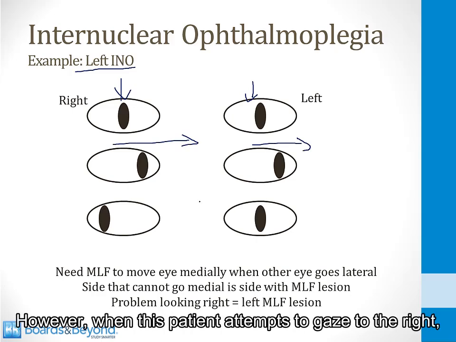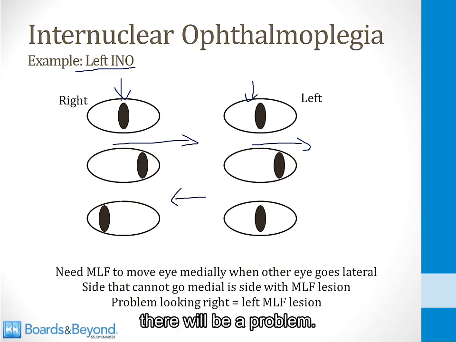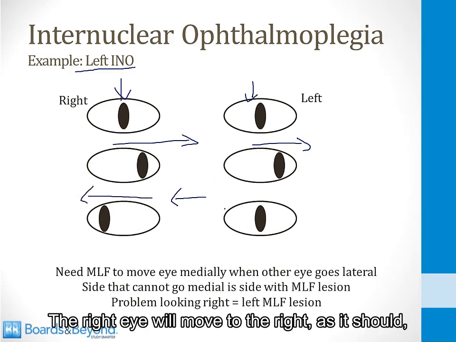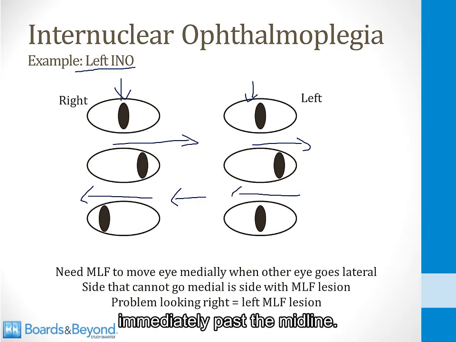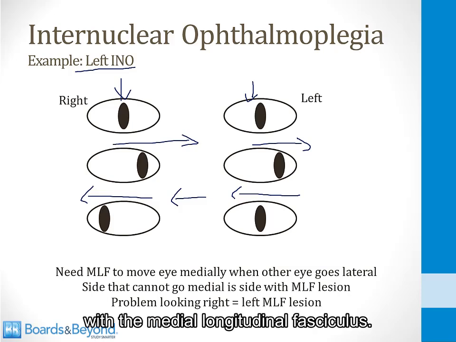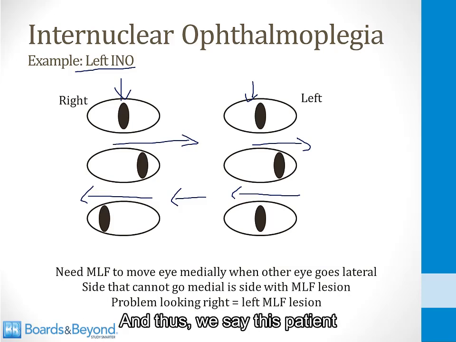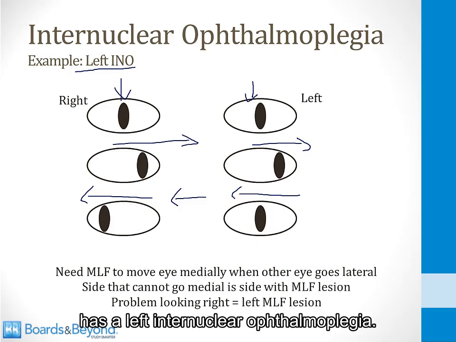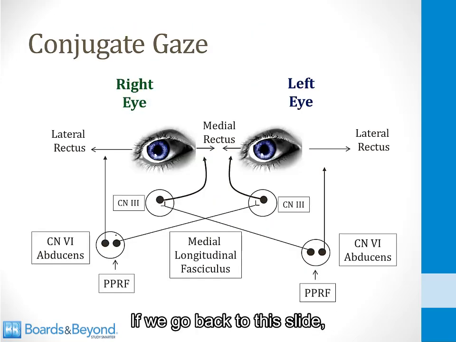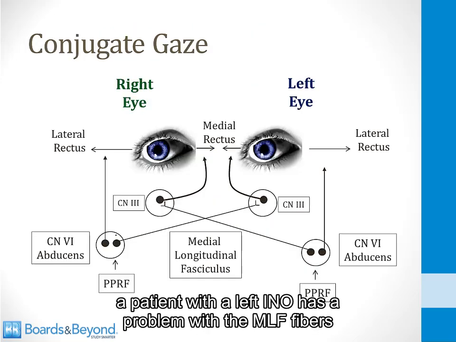However, when this patient attempts to gaze to the right, there will be a problem. The right eye will move to the right as it should, but the left eye will not move medially past the midline. That's because there is a problem with the medial longitudinal fasciculus, and thus we say this patient has a left internuclear ophthalmoplegia.